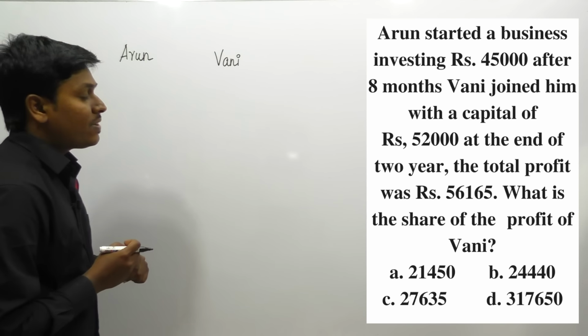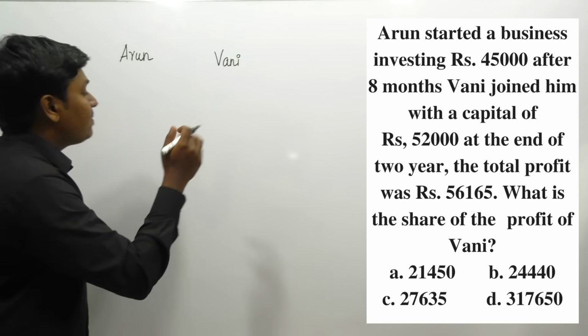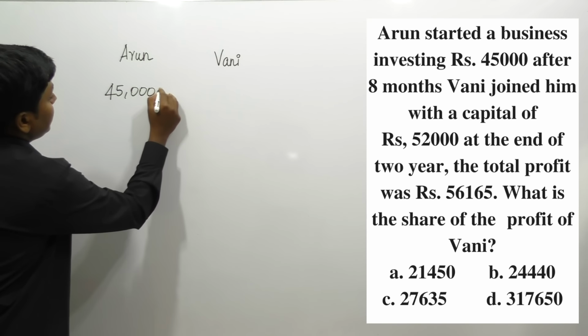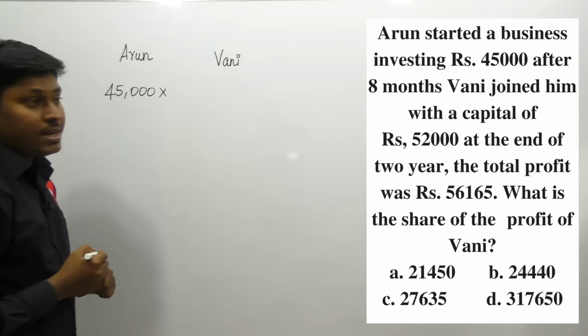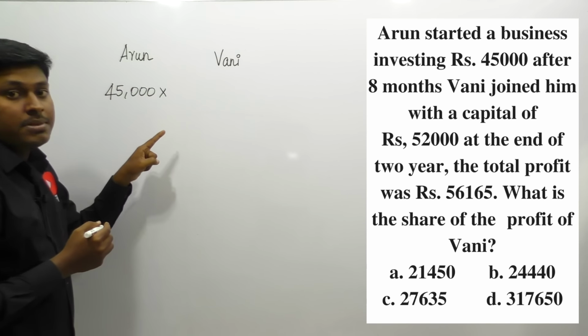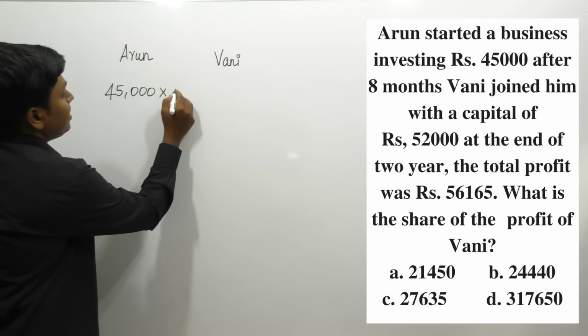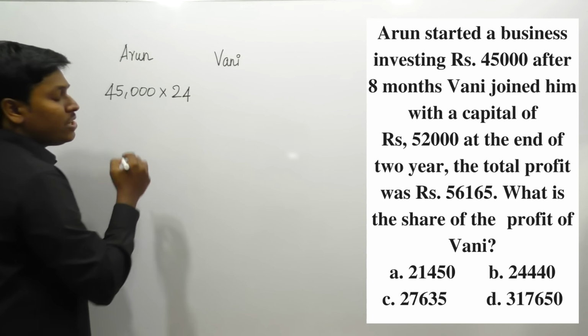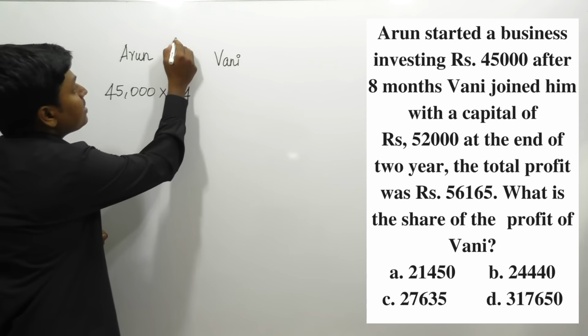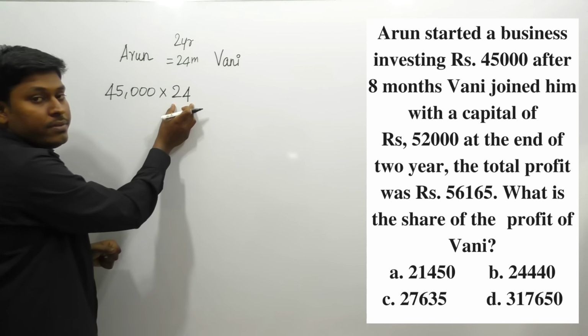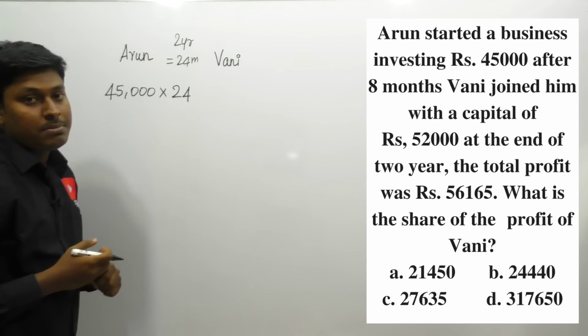So friends, Arun started a business with an investment of 45,000. So we can say that the person Arun is investing 45,000 in the business, right? And we know that Arun started the business, so till the end the person Arun was there in the business. So we can surely say that 45,000 into 24. This 24 indicates 2 years, that is 24 months. So for the complete 24 months, the person Arun was in the business, right?